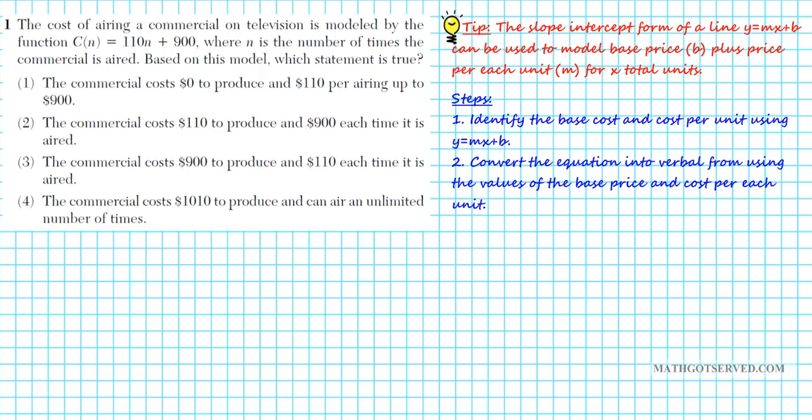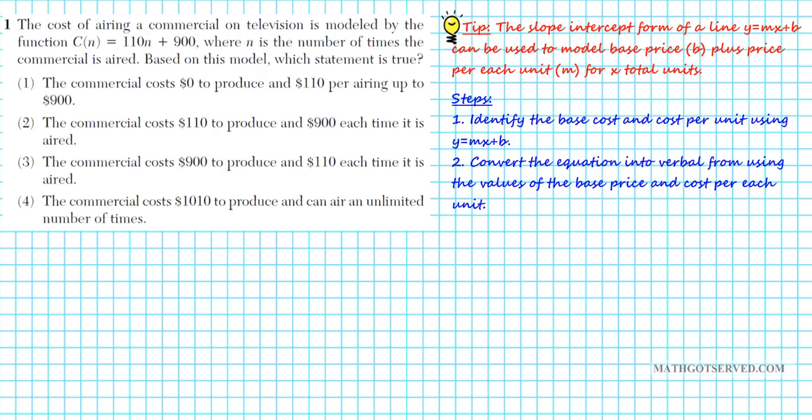Now, one tip for solving problems like this, when you have a model being represented in a linear form, is that the slope-intercept form for a line, y equals mx plus b, can also be used to model the base price b plus the price for each unit m for x total units, as we will do in this problem. The steps we're going to use are as follows. First of all, we're going to identify the base cost and the cost per each unit using the y equals mx plus b format. Then we're going to convert the equation into verbal form, using the base price and the cost per each unit.